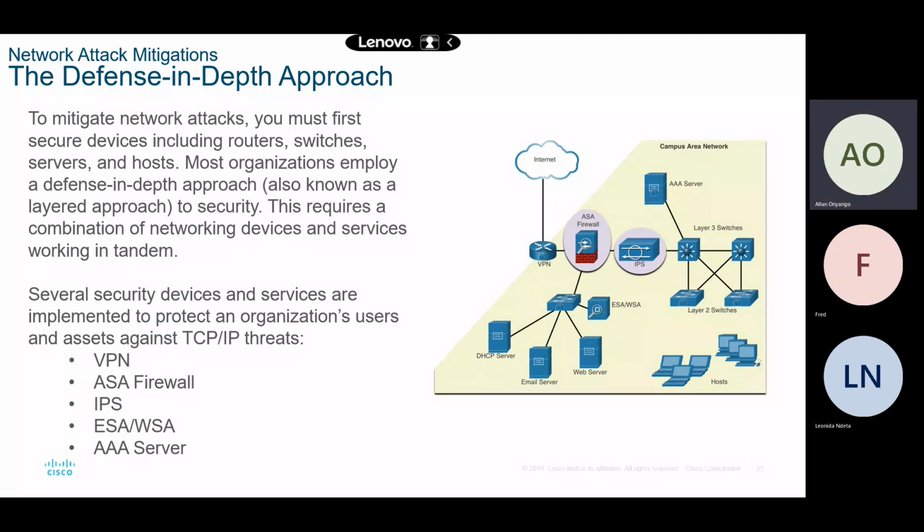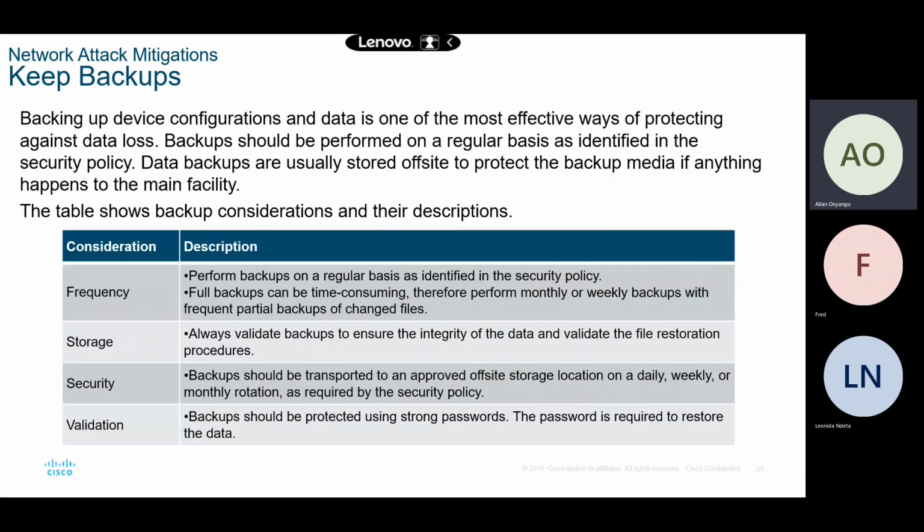Of course, we have the AAA server there: authentication, authorization, and accounting, and that is just another security layer. So in most defense in-depth securities, they'll have multiple of these, and they'll even have more. They'll have things like access control lists, which are basically statements you configure within the router to be able to provide security.